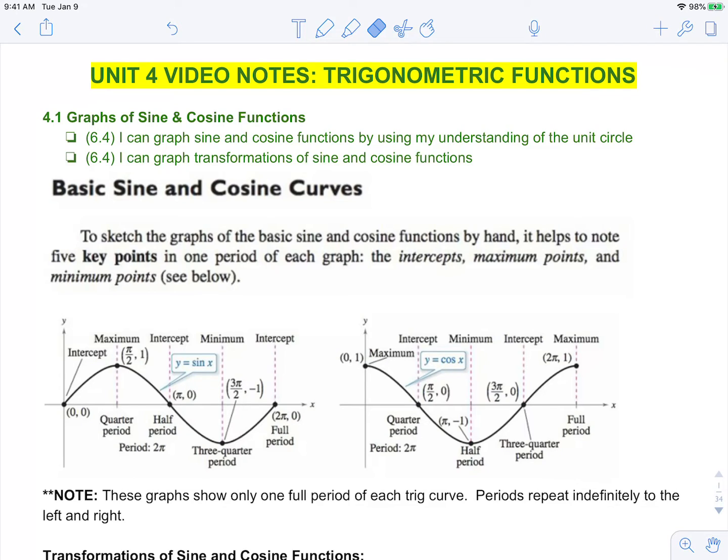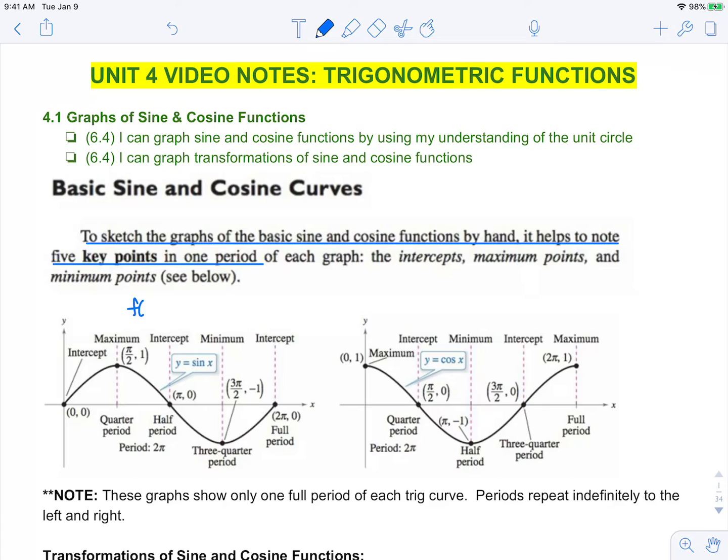Now let's get into trig functions. The first two functions that we will focus on are sine and cosine curves. To sketch the graphs of these basic sine and cosine functions by hand, it helps to note 5 key points in one period: the x-intercepts, maximum points, and minimum points.